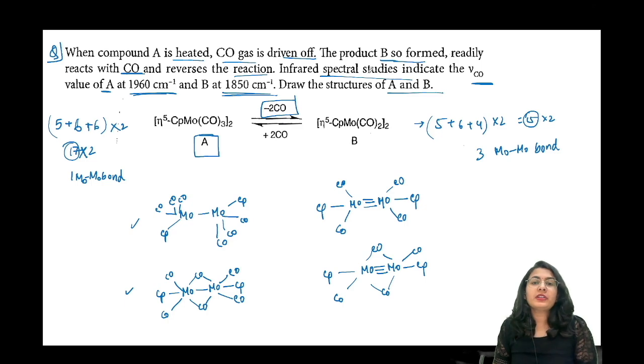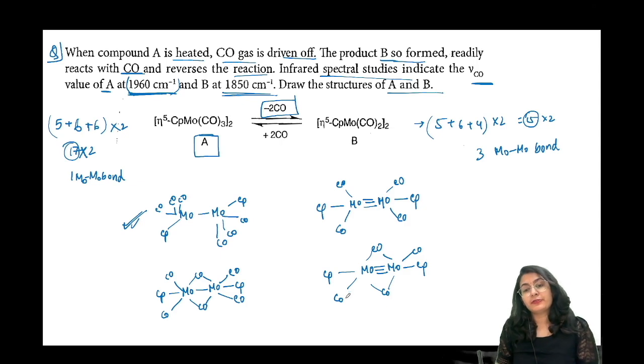Now the product B so formed readily reacts with carbon monoxide and reverses the reaction. Infrared spectral studies of A show this much. What is in A? 1960 centimeter inverse. That means it is terminal. So what is the correct structure? This first one is going to be the correct structure, right? Because all of the carbonyls are going to be terminal. This is correct, 1960 centimeter inverse.